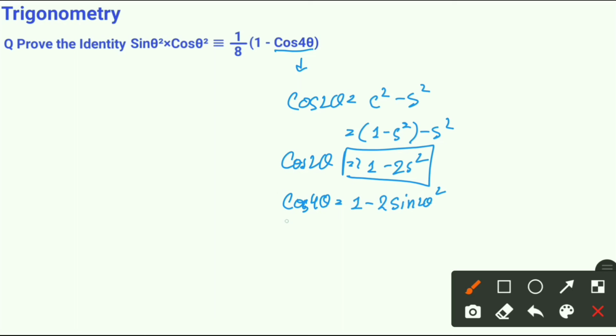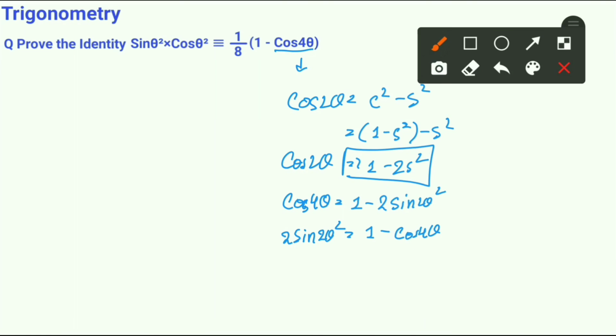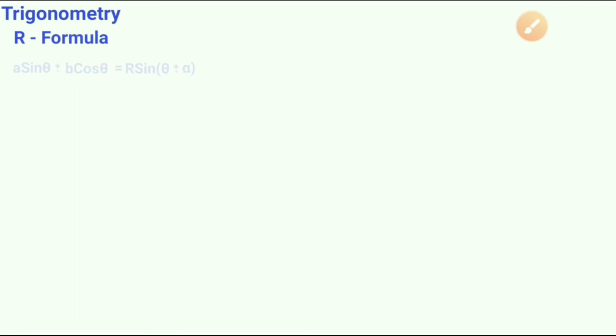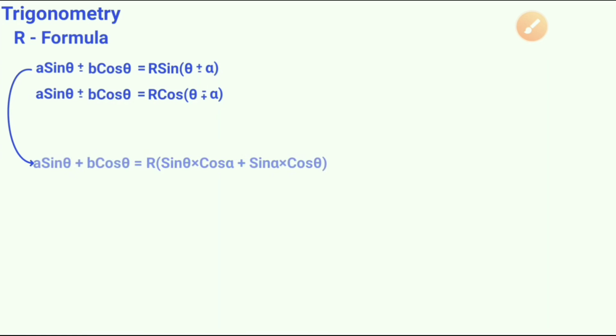Then 2 sine 2 theta square equals 1 minus cos 4 theta. The 2 will go down, so sine 2 theta square is 1 upon 2 (1 minus cos 4 theta). So 4 sine square cos square is equal to 1 upon 2 (1 minus cos 4 theta). The 4 will go down, and there you go, we have the answer.